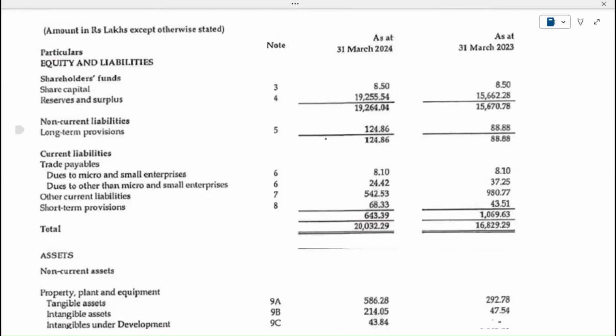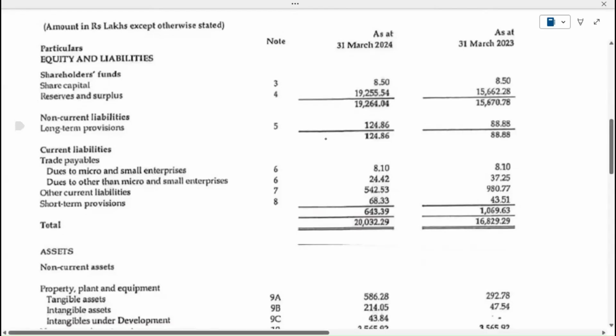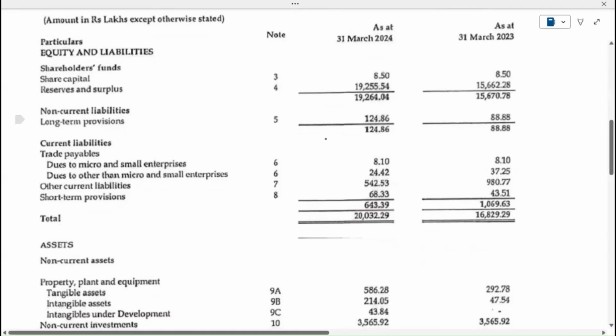Reserves and surplus. Then current liabilities. Like we have obligations with respect to the loan availed, the trade payable. This is one more item where the GST officer would be focused upon.